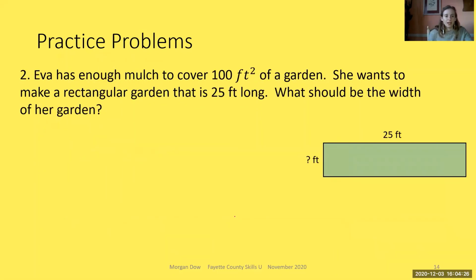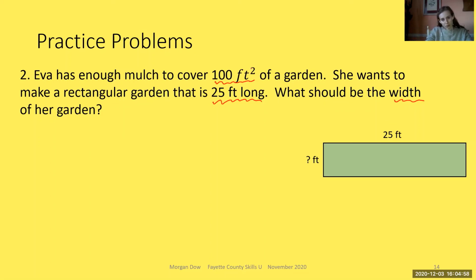Number 2, Eva has enough mulch to cover 100 square feet of a garden. She wants to make a rectangular garden that is 25 feet long. What should be the width of her garden? So I know the length of this rectangle. I'm trying to figure out the width. And what about this 100 square feet? What number is that? What measurement is that? Is it perimeter? Is it area? Is it length? Is it width? What does that number mean?